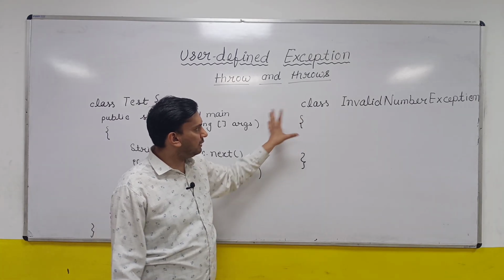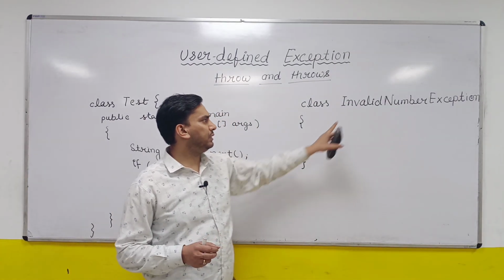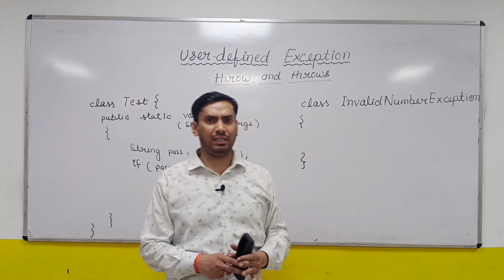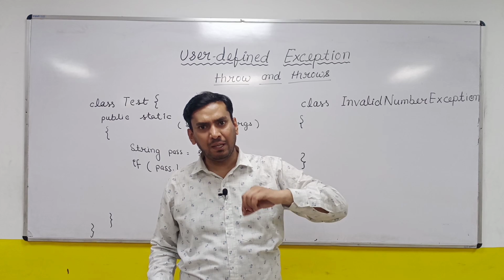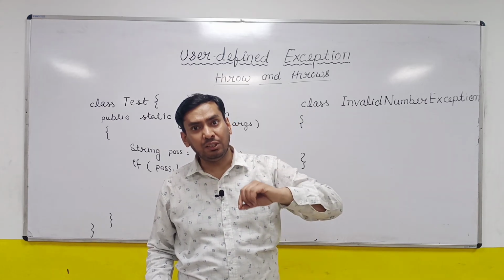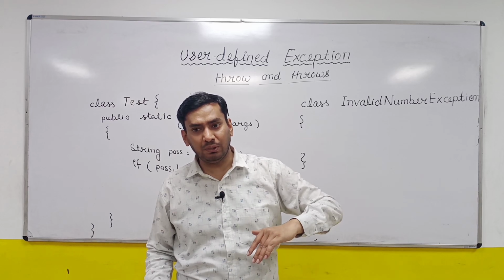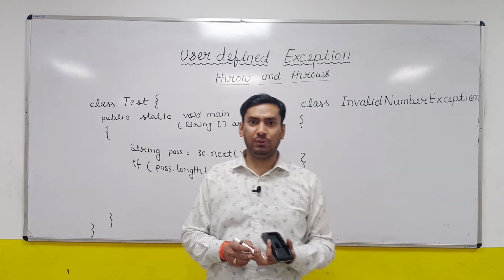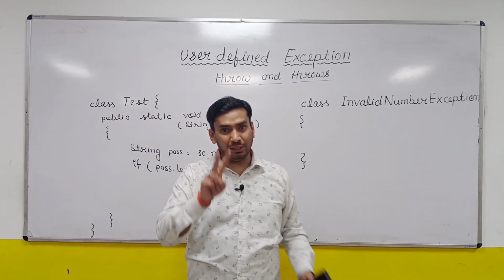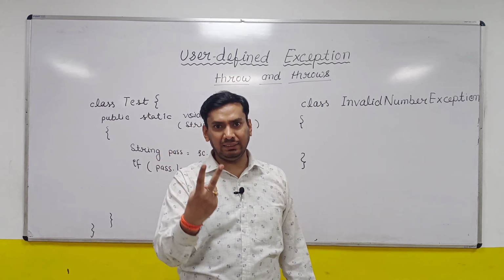So if you have to create any user defined exception, you have to simply inherit from any of the classes in the exception hierarchy. You can inherit Throwable, you can inherit Exception, you can inherit Error, you can inherit RuntimeException also. So it totally depends on you what type of exception you want to create. And when I say type, there are two types we have discussed in the previous video: checked exception and unchecked exception.